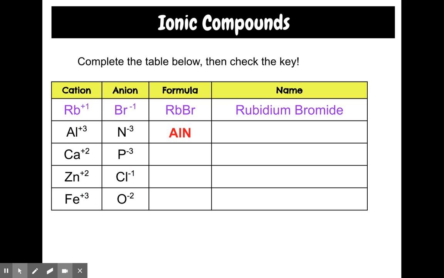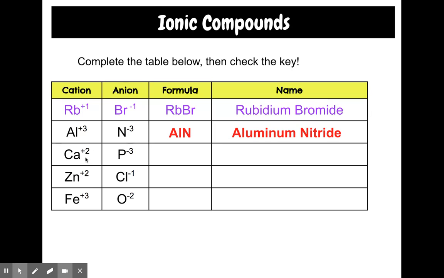If you look on the periodic table of ions in your yellow packet on page 3, aluminum, the name stays the same for positive ions. The negative ion, the ending of the word nitrogen changes to IDE. So the name for this one would be aluminum nitride.